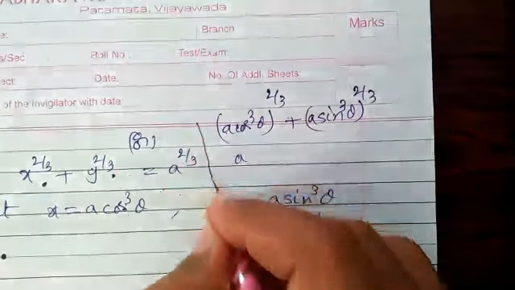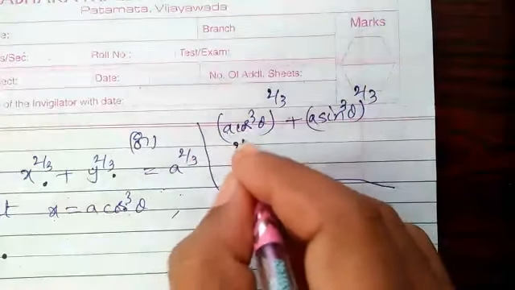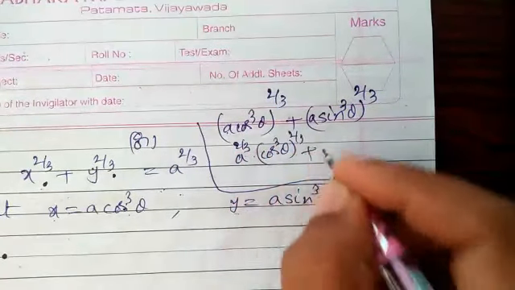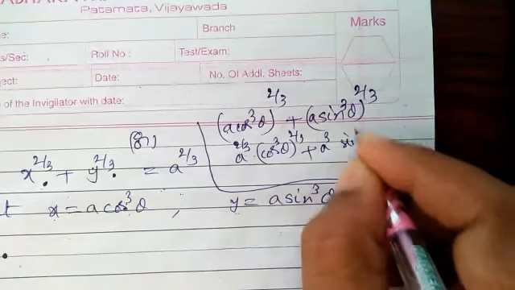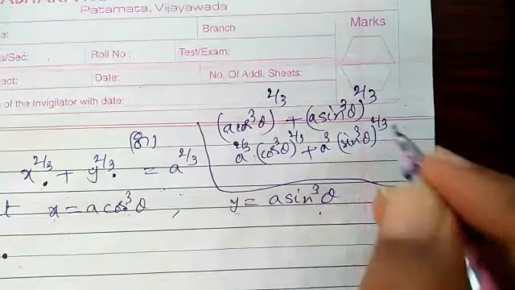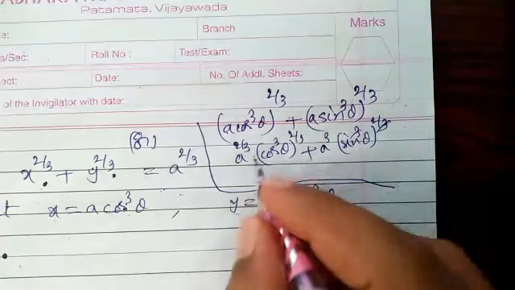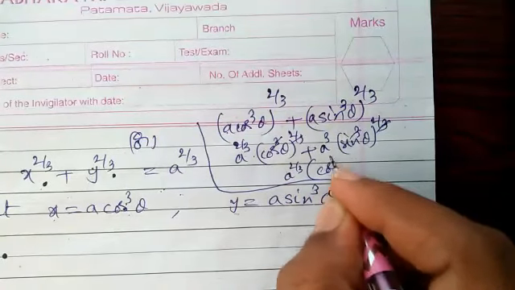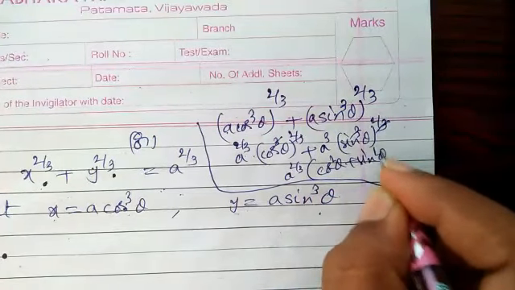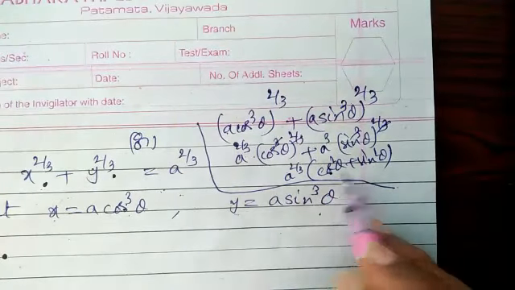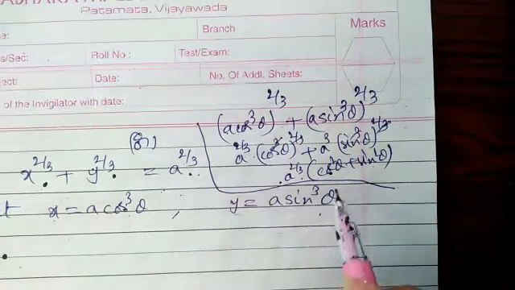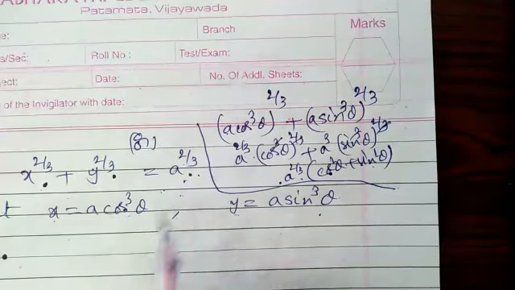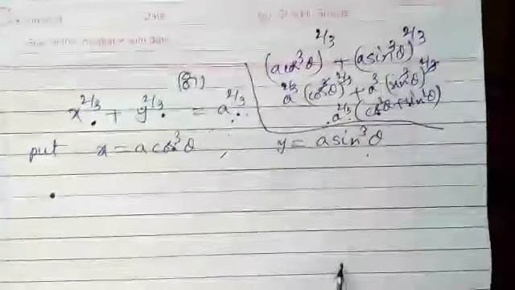This is a power 2 by 3 into cos cube theta whole power 2 by 3, and a power 2 by 3 into sin cube theta whole power 2 by 3. The 3 will cancel guys, and take a power 2 by 3 common. You will get cos square theta plus sin square theta. Cos square theta plus sin square theta means 1. Then you will get a power 2 by 3. By substituting this parameter in this curve, it satisfies the curve. Such type of parameters we have to consider.